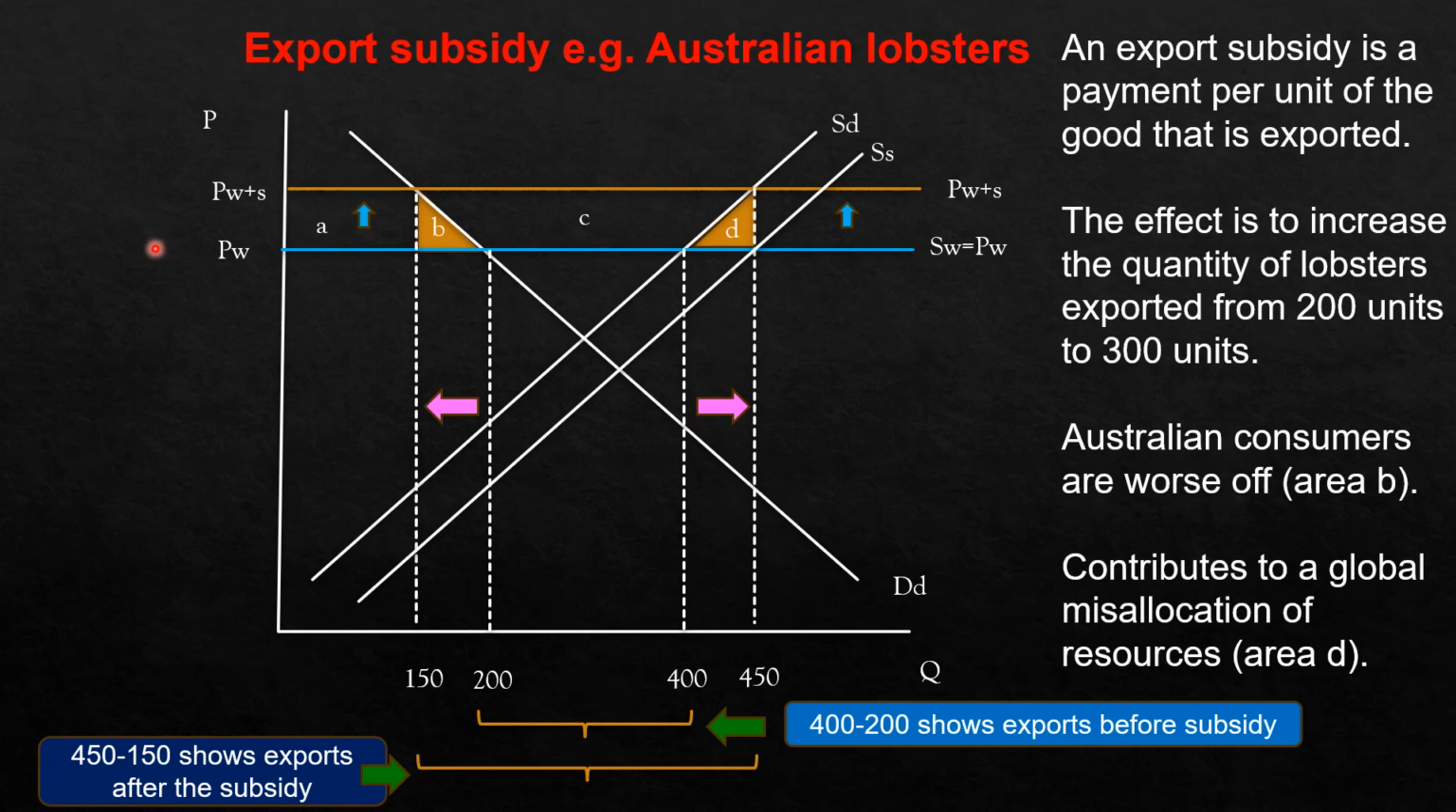And then let's look at the overall deadweight loss. So there are effectively two areas of deadweight loss. One is area B, which is because Australian consumers are consuming less but paying more. And area D is because the effect of the subsidy is to contribute to the global misallocation of resources overall.